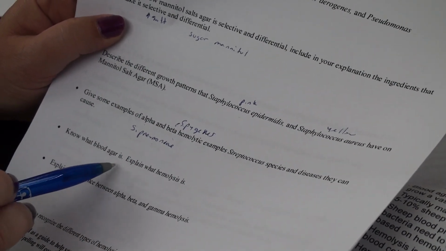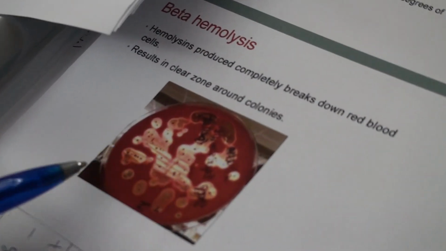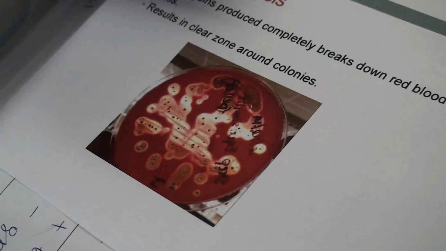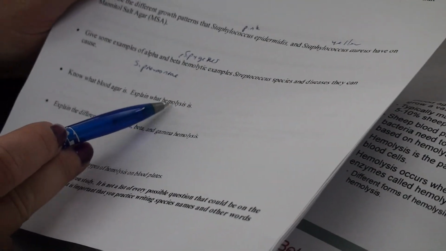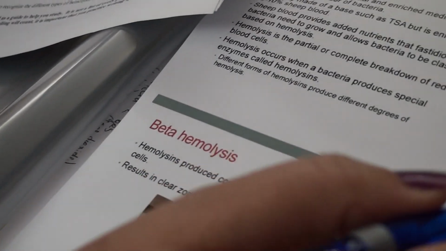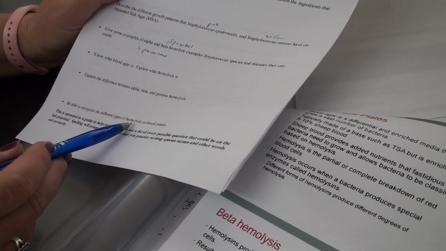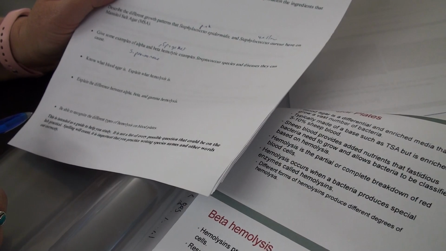Next, what is blood agar? Explain what hemolysis is. Blood agar is just a nutrient media that has blood in it. Hemolysis is going to be the breakdown of blood cells, whether it is complete, partial, or no breakdown of the blood cells. And then it says, be able to recognize the different types of hemolysis as they are seen on the blood agar plate.